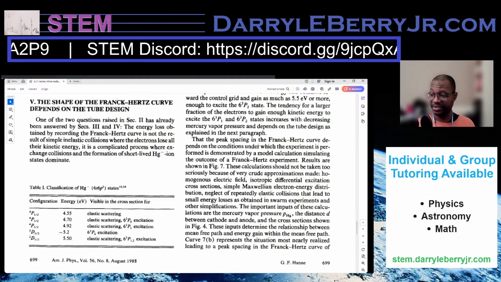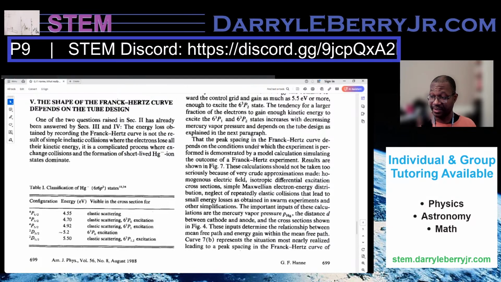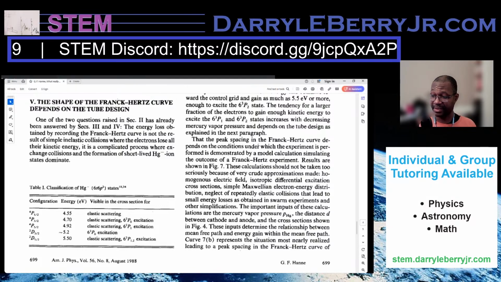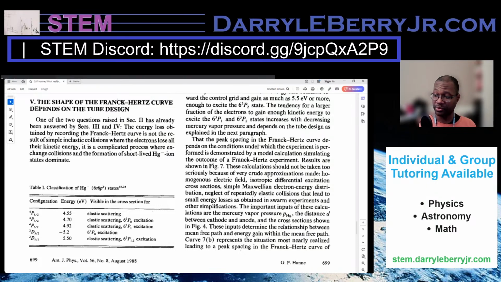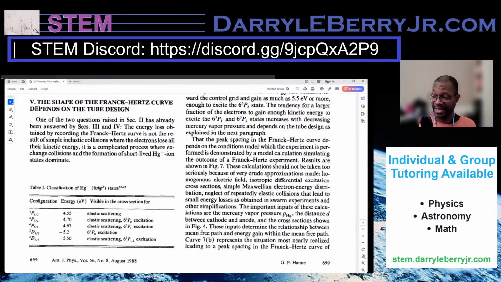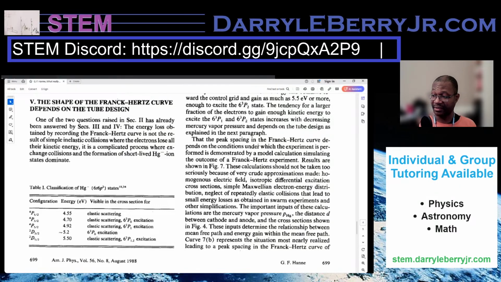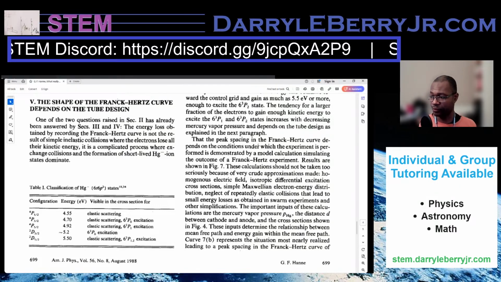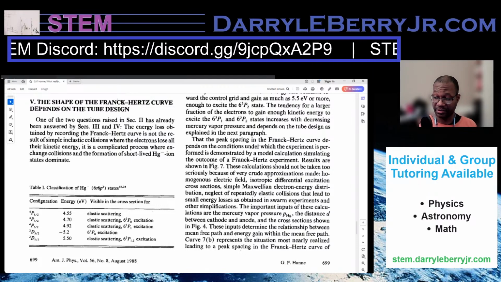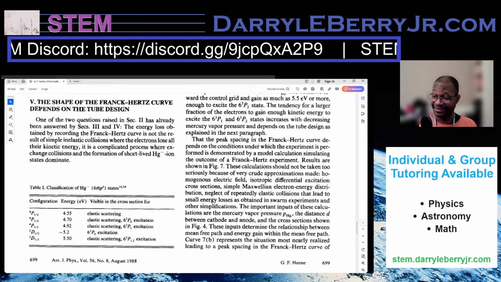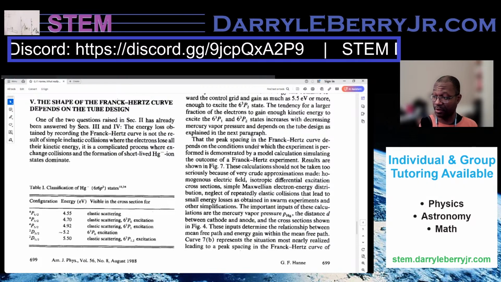These calculations should not be taken too seriously because of very crude approximations made: homogeneous electric field, isotropic differential excitation cross-sections, simple Maxwellian electron energy distribution, neglect of repeated elastic collisions that lead to small energy losses as attained in swarm experiments, and other simplifications. The important inputs of these calculations are the mercury vapor pressure, the distance d between cathode and anode, and the cross-section shown in Figure 4.